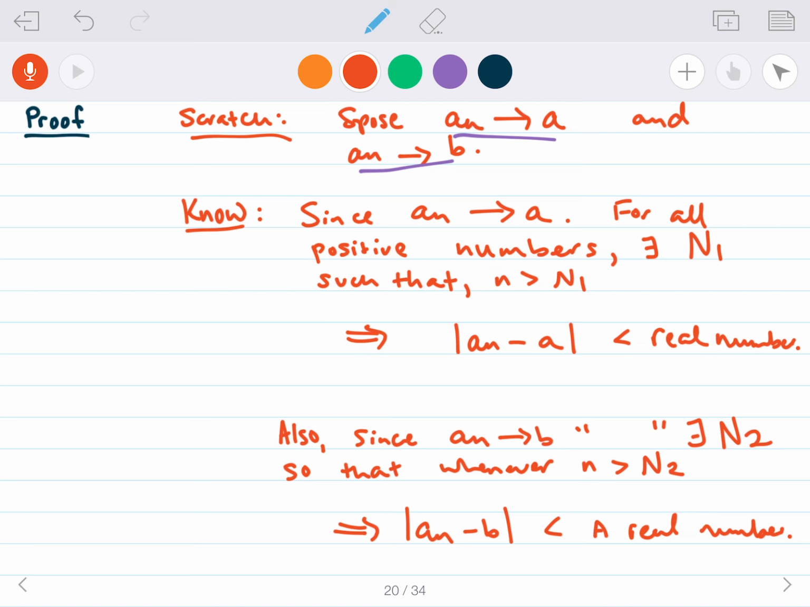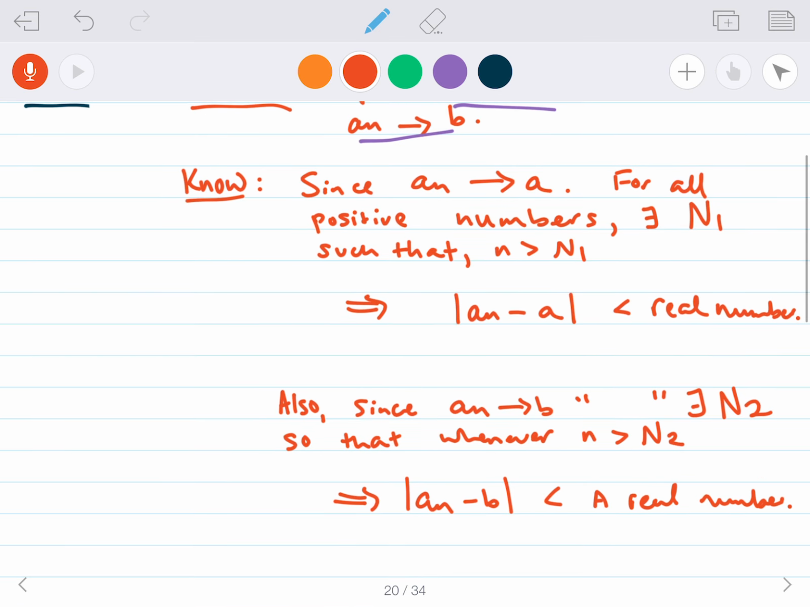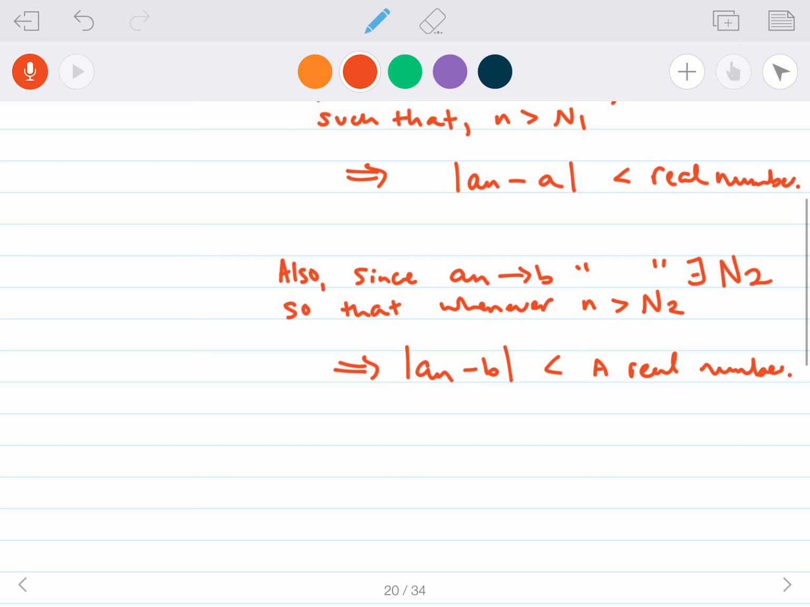Okay, and so the idea here is we're going to use the triangle inequality, right? I want to give you the intuition for what I'm doing here. So let me just write this off to the side. What do we want? We want to show that the limit, if it exists, is unique. So we want to conclude that A equals B.